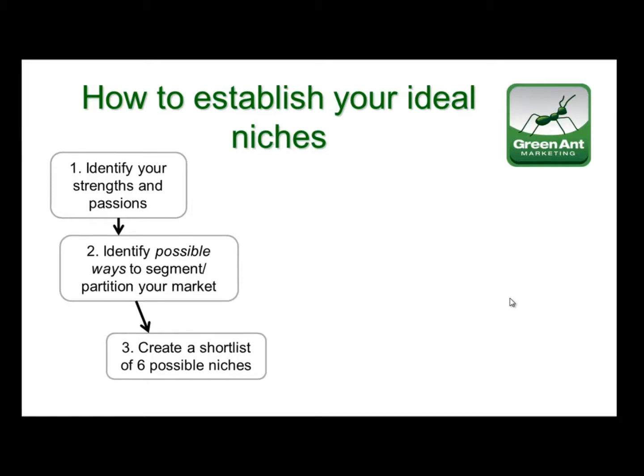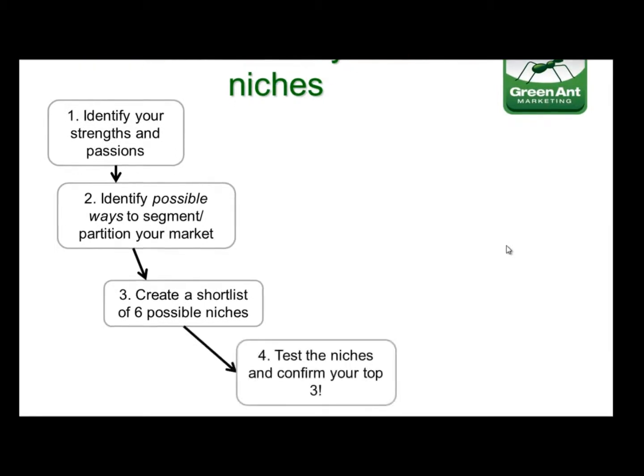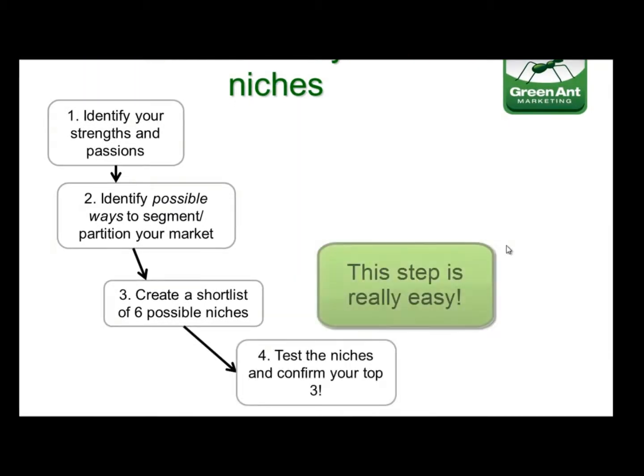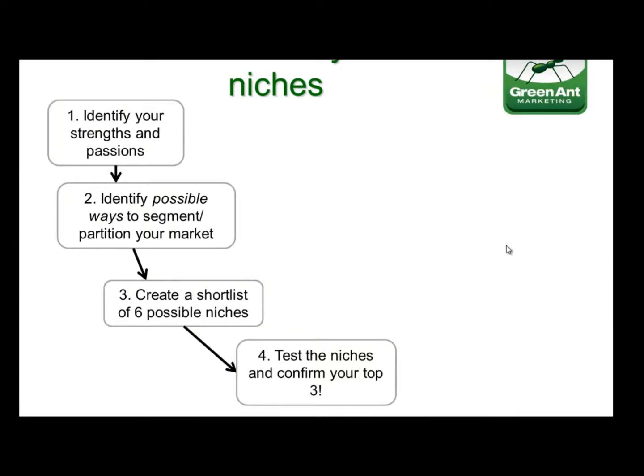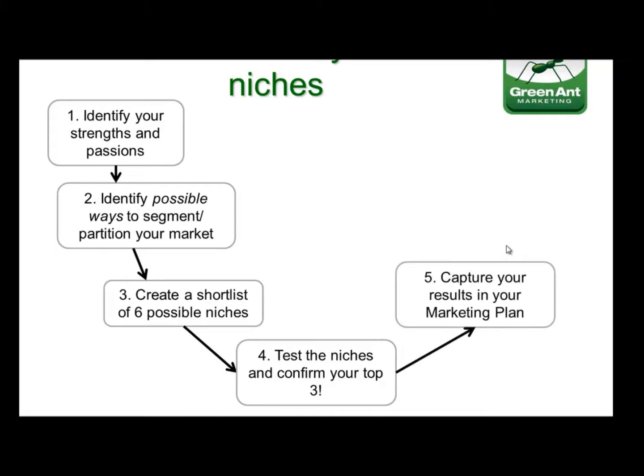So you create a short list of 6 possible niches, and then you actually test the niches. So when I say test the niches, it's a very practical exercise that we're going to walk through. It's on a single sheet. You'll actually test the niches against some very specific questions so that you can rank them using scores. And from there, you'll actually come up with your 3 top, your 3 in the parking lot, and as step 5, you'll actually capture those results into your marketing plan, which ideally is now forming part of your overall business plan.